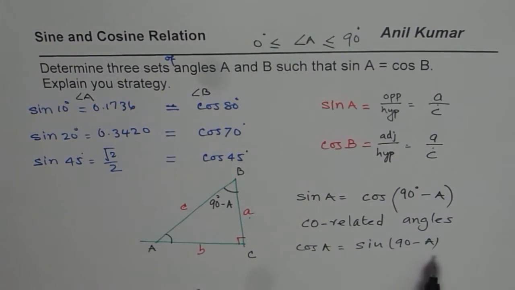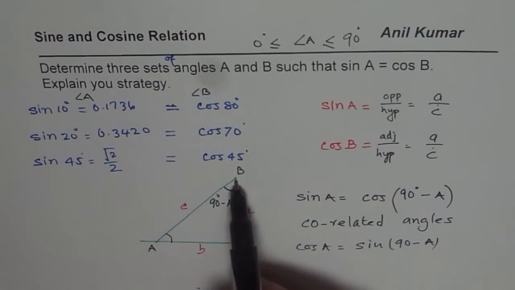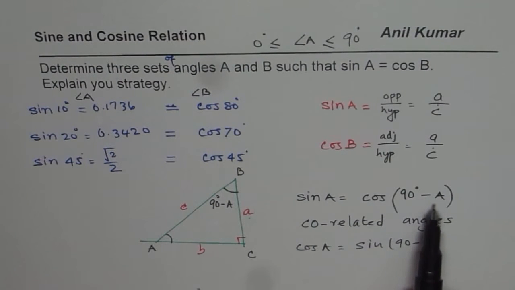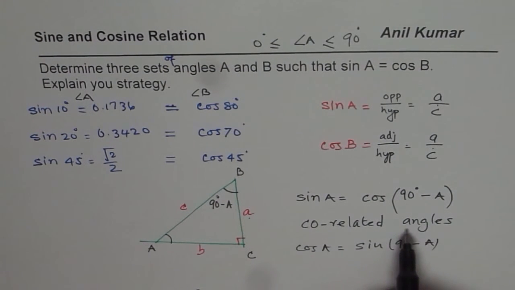You'll observe that in a triangle, if you look from one side, the opposite becomes adjacent from the other side, and that is the reason why sine of A is cos of 90 minus A. For a 45-degree angle, both sides are equal, so they will always be equal. I hope you understand and appreciate what these correlated angles are and what is so special about them. The most special thing is that sine of one angle is equal to cosine of the other angle. I hope that helps. Thank you and all the best.